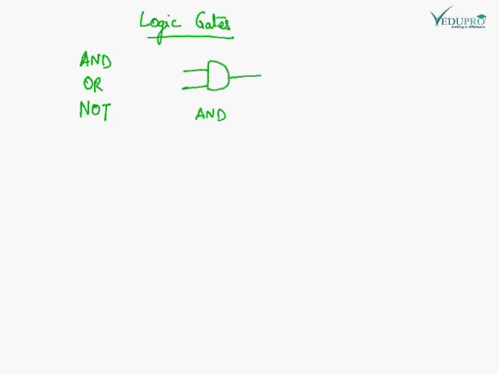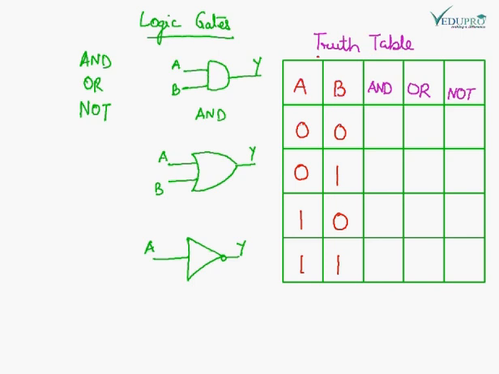This is an AND gate, and the truth table for AND gate is when both the inputs, this is A and this is B, these are the three basic gates. This is AND gate, this is OR gate, and this is NOT gate. AND and OR gate are two input gates, and NOT is only one input gate. Now we should study the truth table of all the three gates.